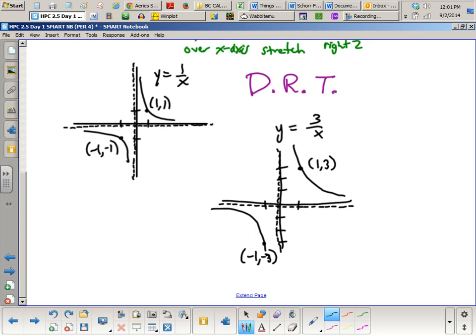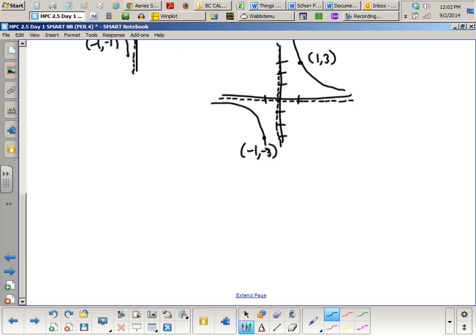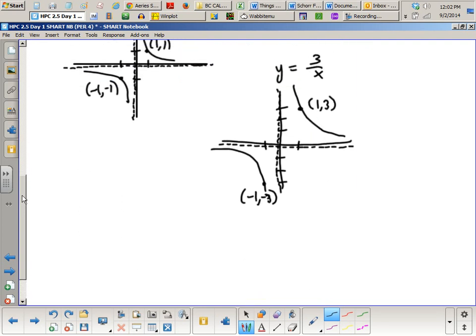Dilate. Next is reflect. Which axis did we say we were going to flip it over? We said the x-axis, right? We already identified all the transformations for this problem. Okay, so next is to do y equals negative 3 over x.